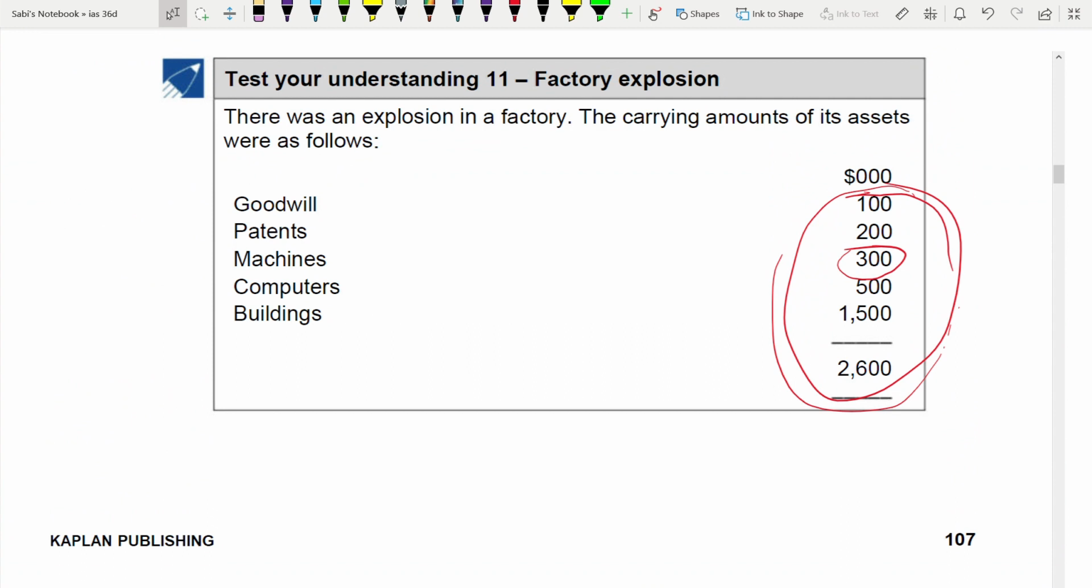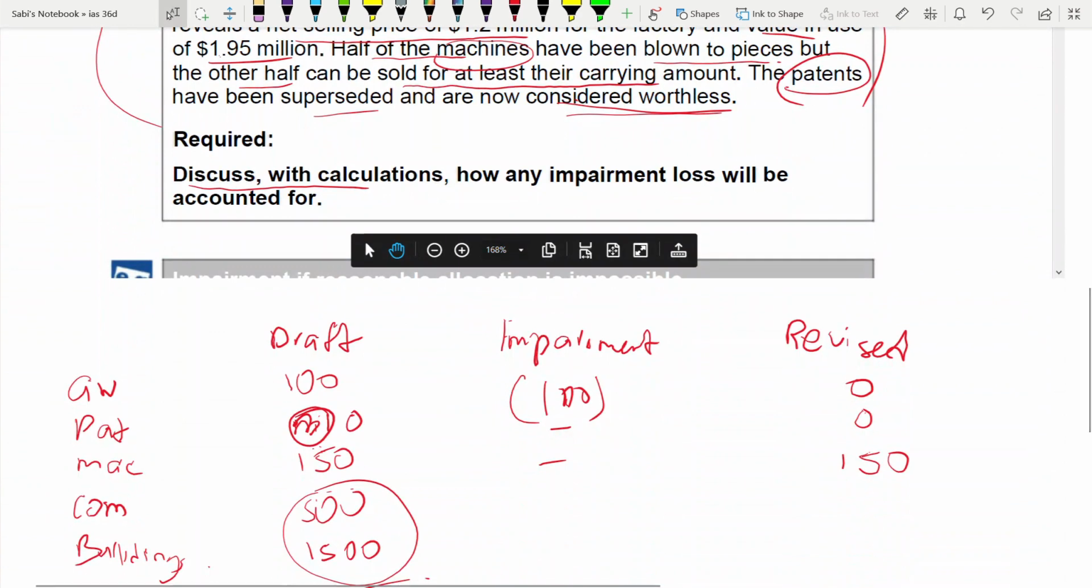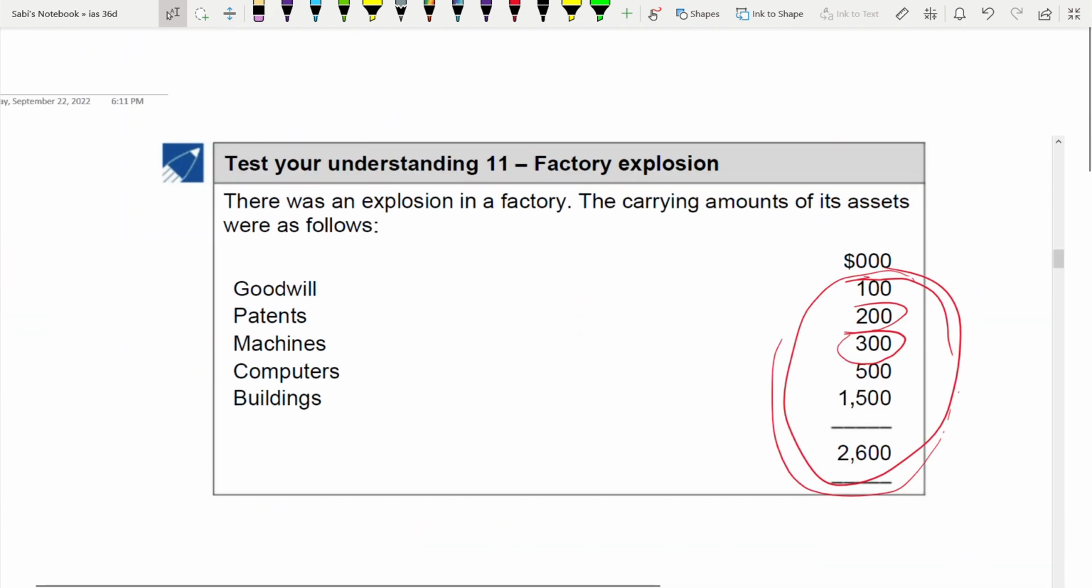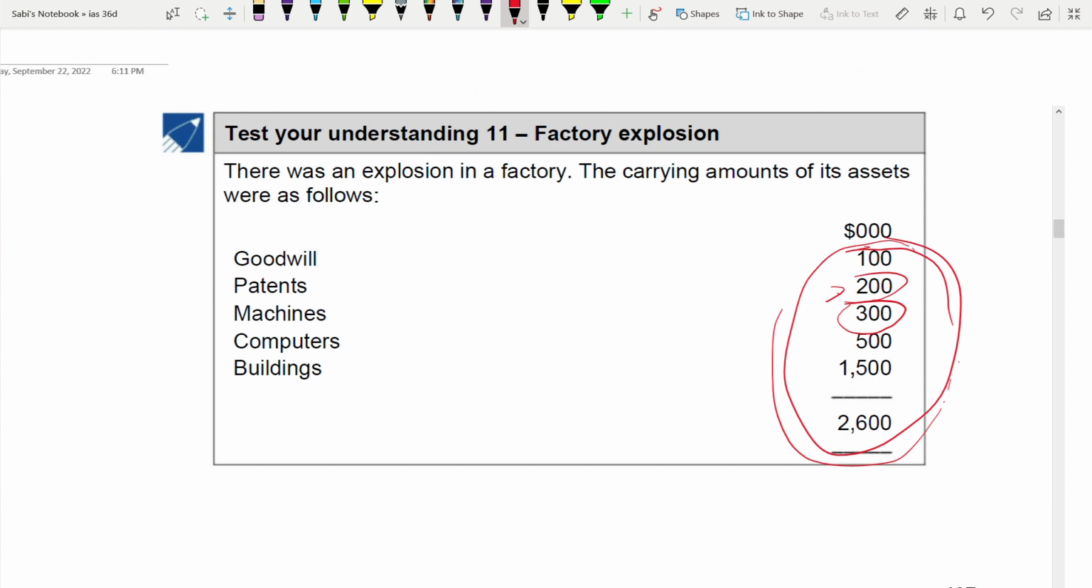Patent. Patent was earlier 200. Now it's nil. So that means, in your profit and loss account, the total impairment loss will be 200. I'll write here 200, because now it is superseded. That means the recoverable amount is nil. So when the recoverable amount is nil, 200 minus the recoverable amount is now 200. So this is the impairment loss regarding patent.